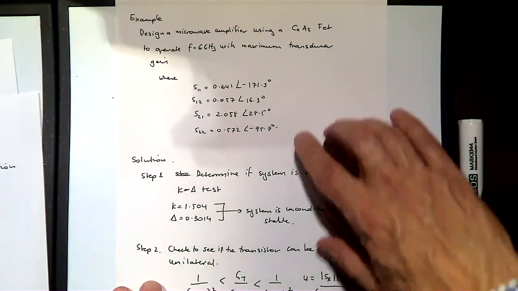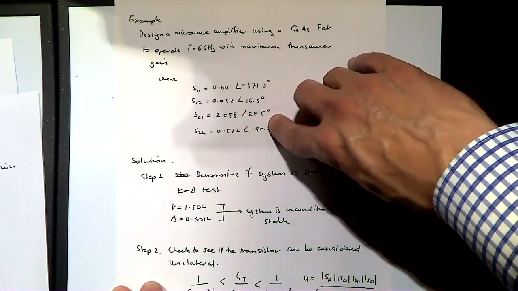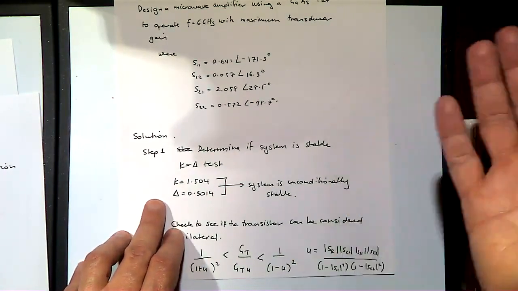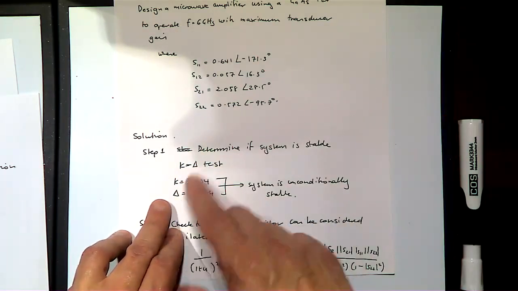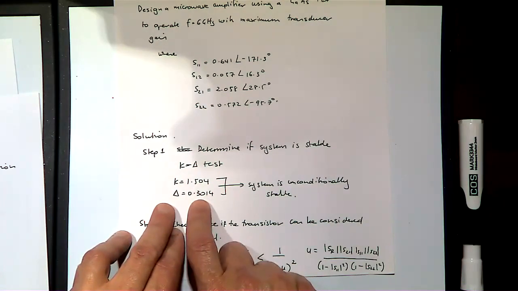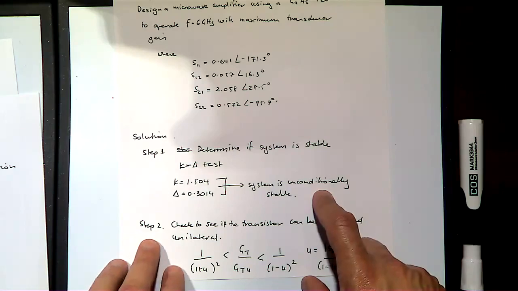All right. So we were given S11. The first thing we want to do is determine if the system is stable. Of course, we do the kappa delta test. If we do this, in this particular example, you'll find kappa is 1.5, delta is less than 1, so the system's unconditionally stable.